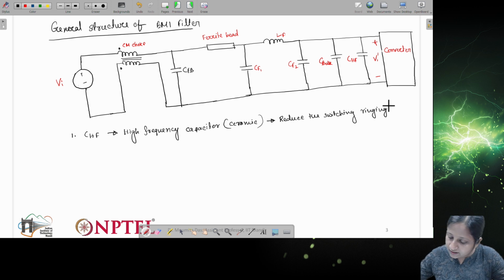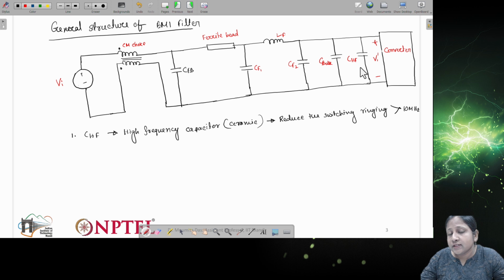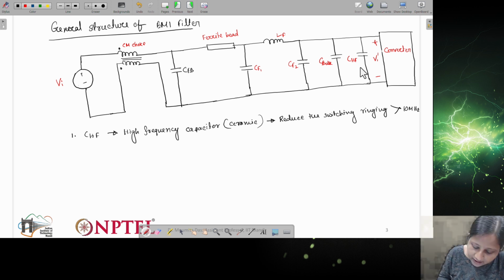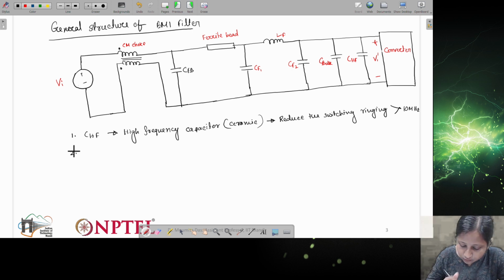So then what is the level of the frequency? This reduction of this noise which is of frequency more than 10 megahertz. This CHF, which you can see here in this block diagram, this is to reduce the noises more than 10 megahertz. I have also classified different noises, like which noise comes under what part, so that I have already discussed earlier. You can look into that.